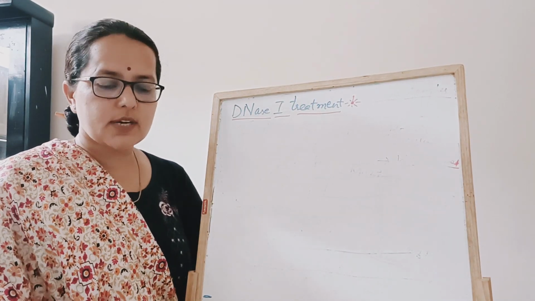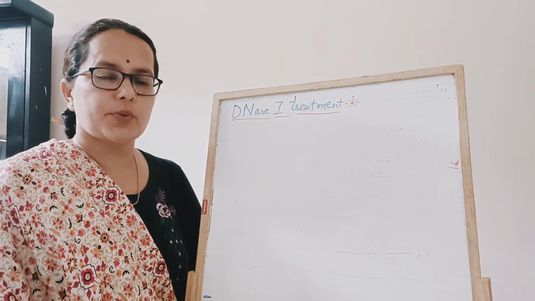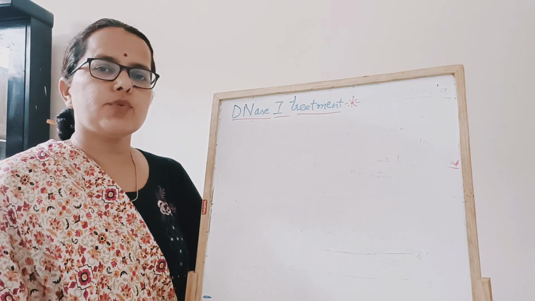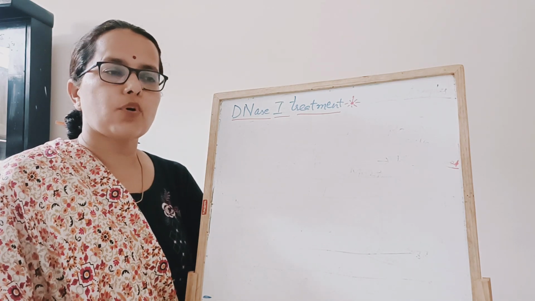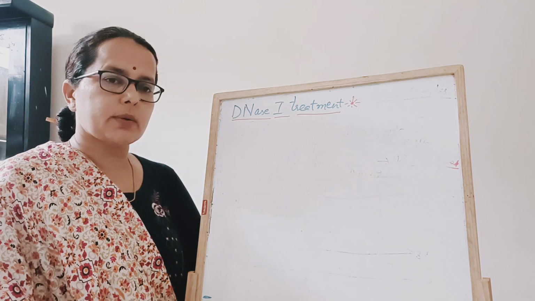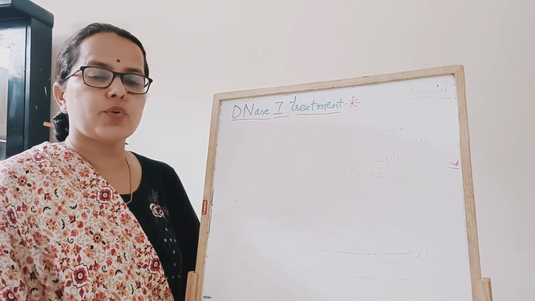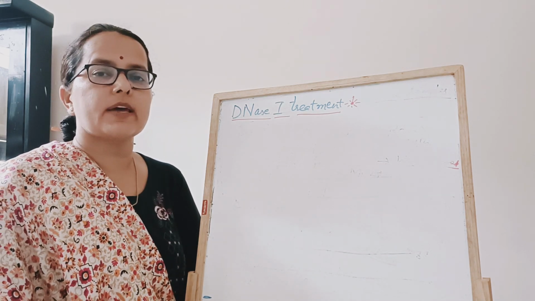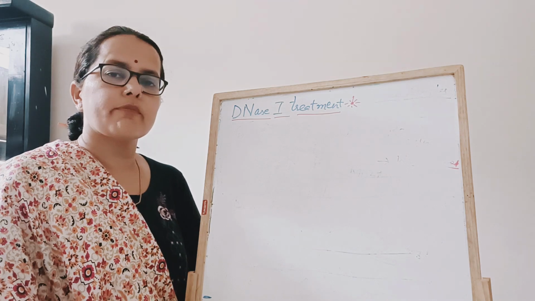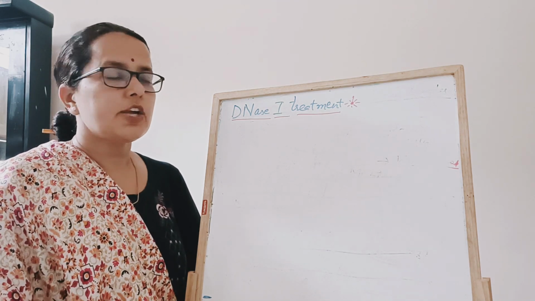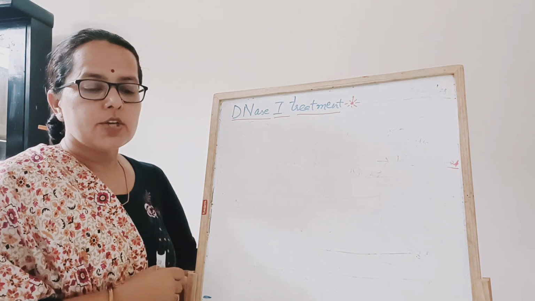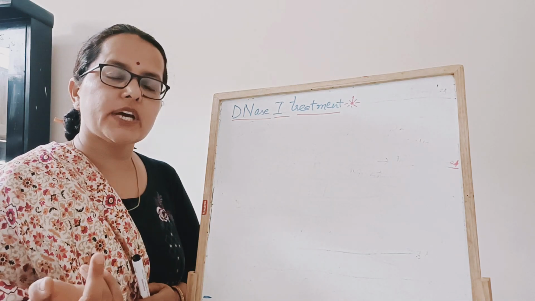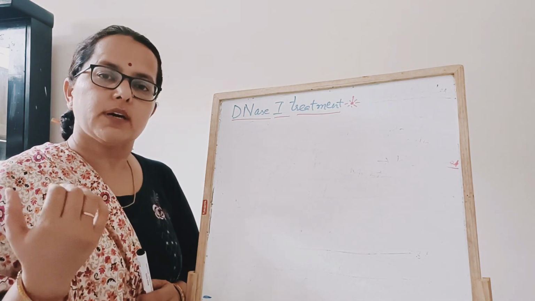Friends, to start with the next lecture, that is DNase treatment. Why do you need DNase treatment in a molecular laboratory? You want to get rid of the DNA contaminant from the RNA sample. You have isolated an RNA sample either from a kit-based method, a manual method, or a combined method. DNA is a major contaminant in the sample, so you have to remove that DNA from the RNA sample.